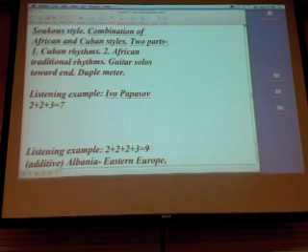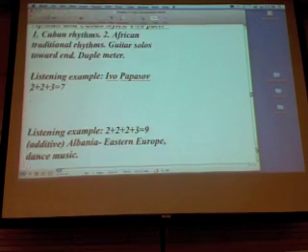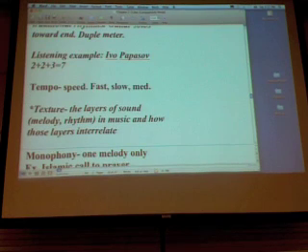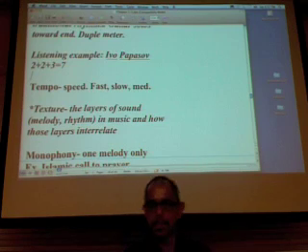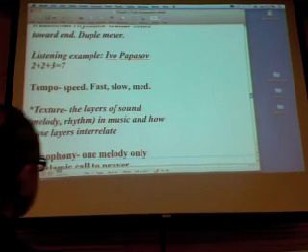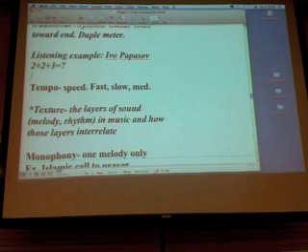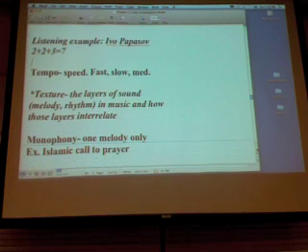Next example does not come from Albania. So we're going to just scratch that one. And let's move on to tempo. Tempo is the speed of music. You already know that. In this class, we'll just talk about it as fast, slow, medium fast, medium slow. We don't have to use terms from Italian in here. Let's just use generic terms.